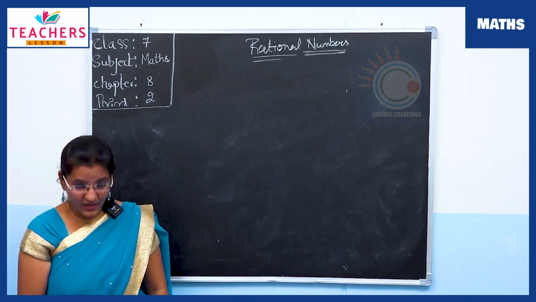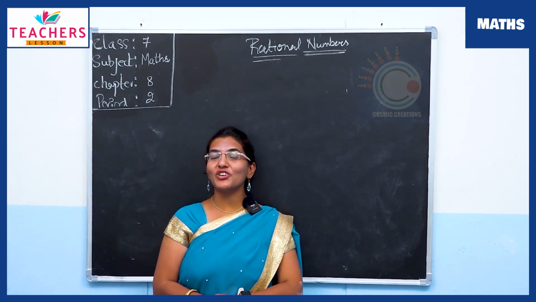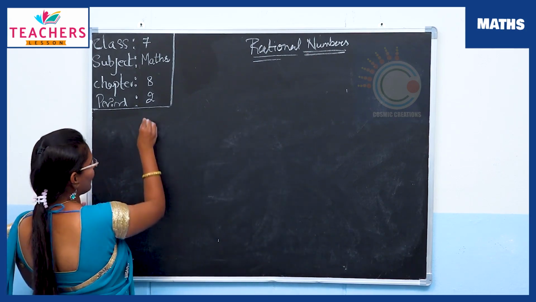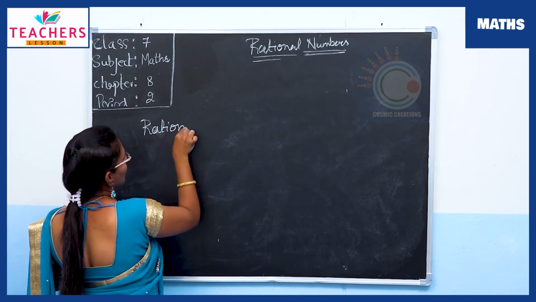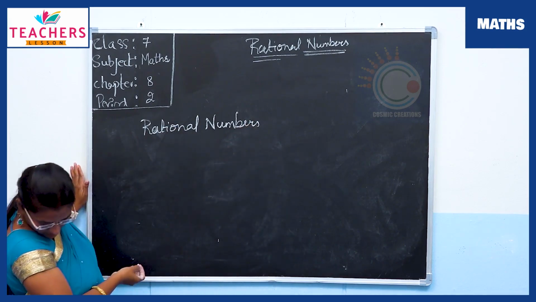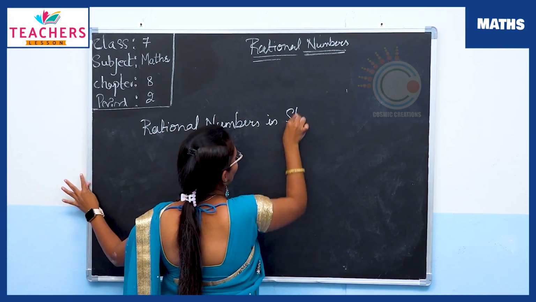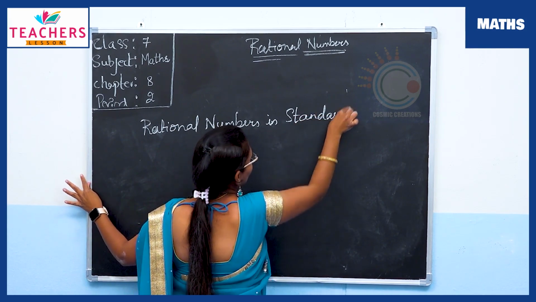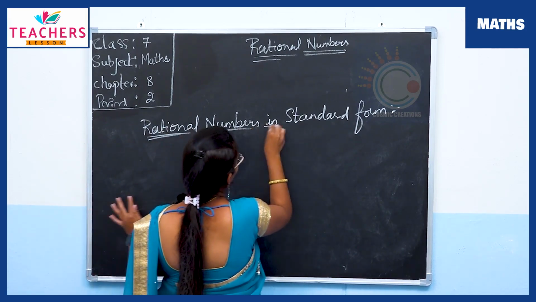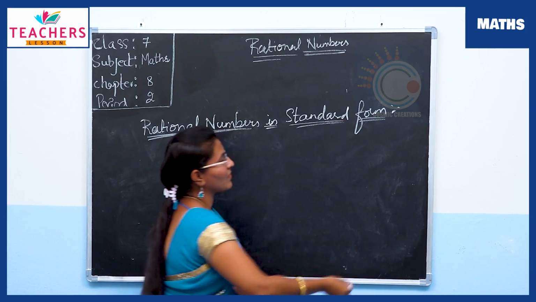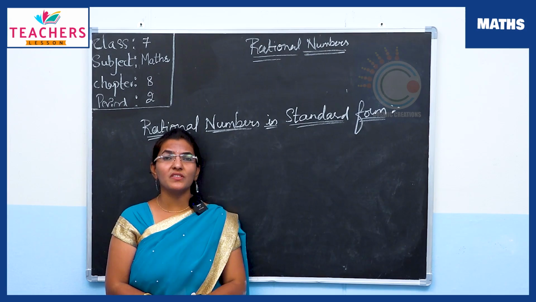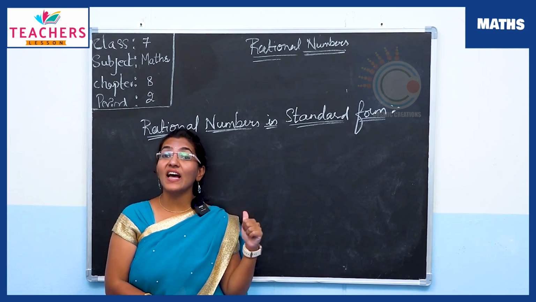Okay, clear? Yes. Now the next topic we are going to learn is rational numbers in standard form. What it is, let's see. What we are going to learn? Rational numbers in standard form. Yes. So, ma'am, I know about the rational numbers, I know the equivalent numbers. Yes, many things. But what exactly is the standard form?